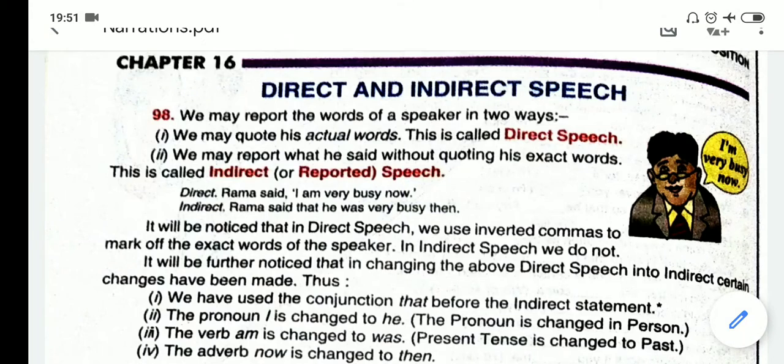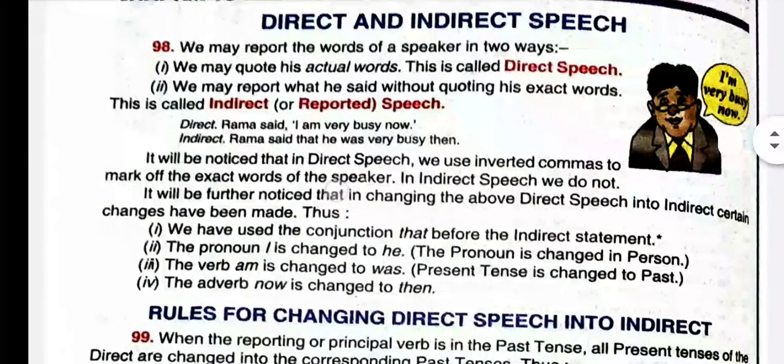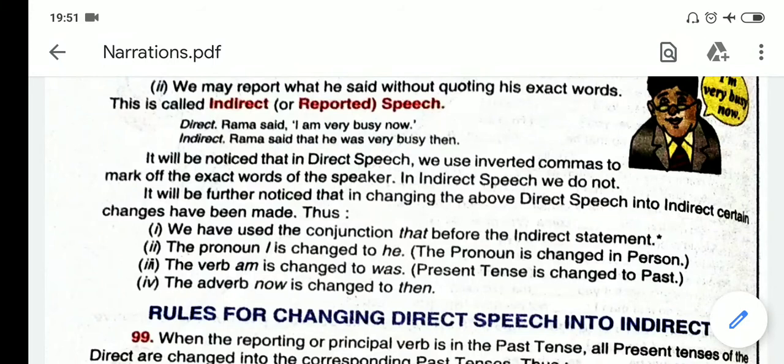In direct speech we put the quotation marks because we are quoting the same words. What are quotation marks? Inverted commas are also called quotation marks. They are also called speech marks. So it will be noticed that in direct speech we use inverted commas. I have told you all these things.